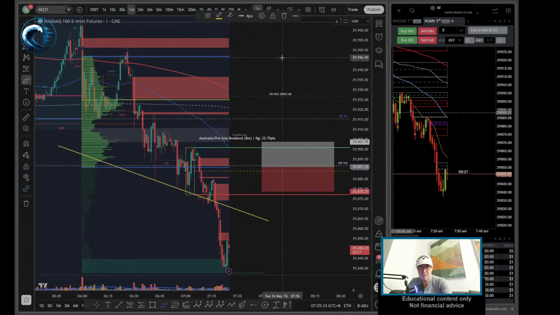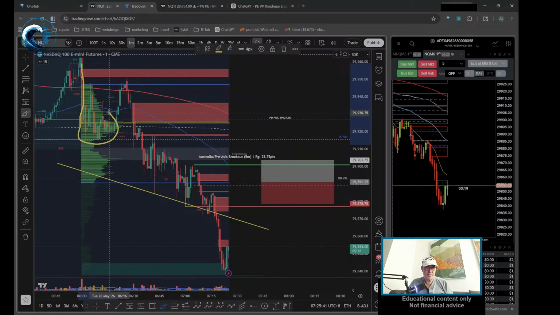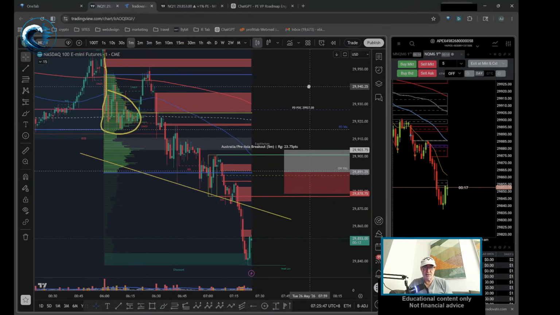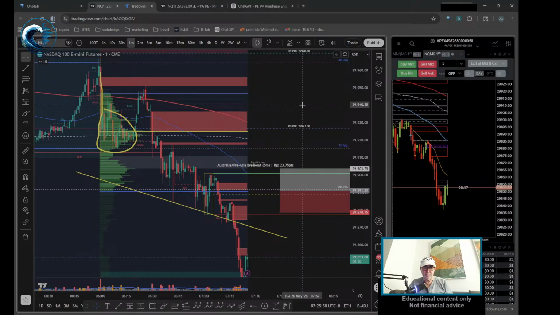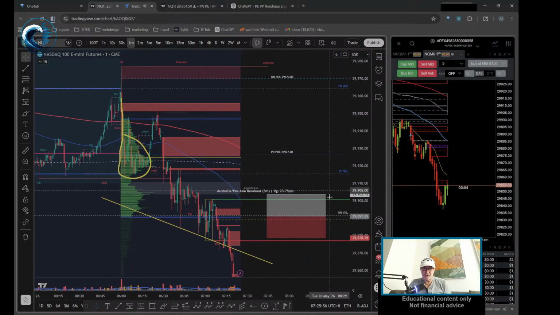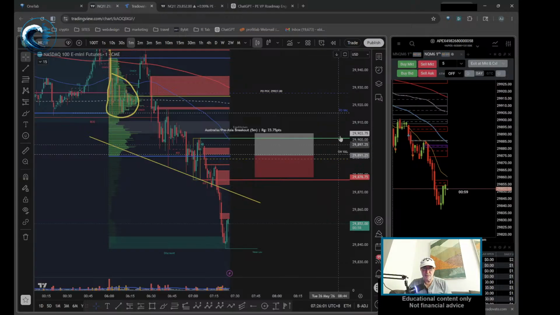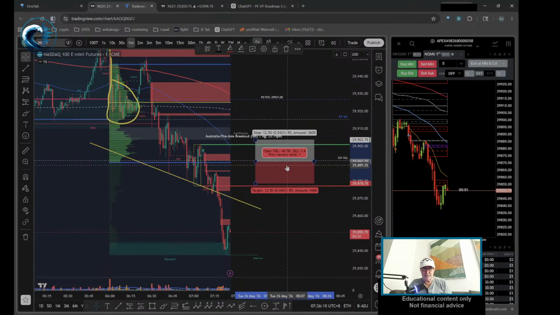What are you doing, AJ? So it was building this kind of structure, suggesting lower. But I was more going off where it was likely to head. So that's why I was thinking we were looking at testing these lows and bouncing off. Anyway, we all know how that thinking played out.